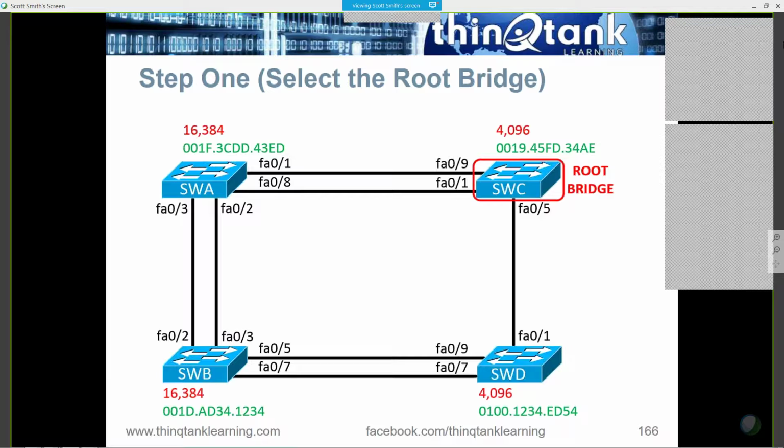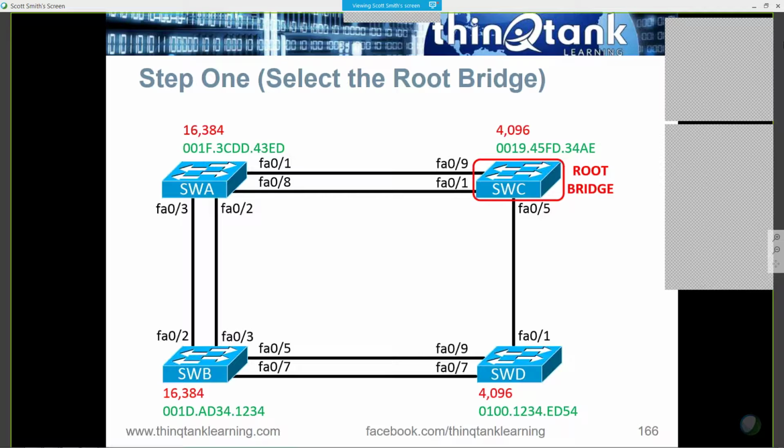How many directions can switch D go to get to the root? Well, 3. It can go over port 9, it can go over port 7, or it can go over port 1. If it goes through port 1, what is the cost for that path? 19. If it goes through port 9, what is the cost for that path? 19 plus 19 plus 19. See what I'm saying? That's where the cumulative part comes in. It's cumulative path cost. It's like OSPF. So clearly, which port is going to become the root port for switch D? Port 1. Right?